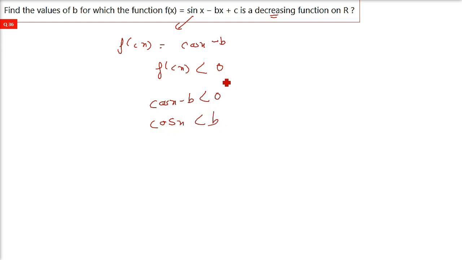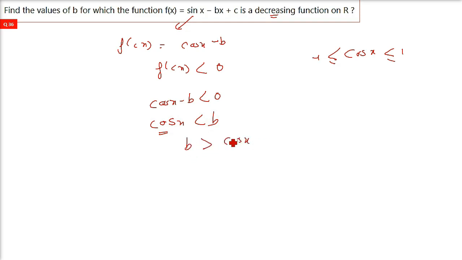But we need a certain value. We cannot just say that b should have this relationship with cos x. Now, cos x will be between what? Cos x can be between -1 and 1. Since b is greater than cos x, just tell me what will be the value of b.